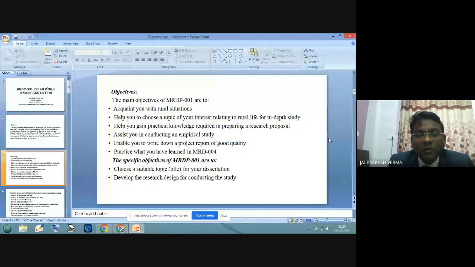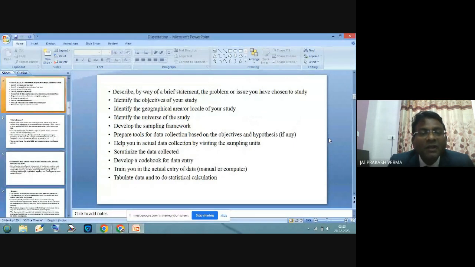So research design is very important for conducting the study. Describe by way of a brief statement the problem or issue you have chosen to study. Friends, we have already discussed some research aspects. One thing which is very important in research is the research gap. If you have taken some schemes of the government related to the welfare of the people, and a lot of work has already been done for that particular scheme, you can also work on that scheme because sufficient literature is there, and you can look at the scheme from a different aspect.